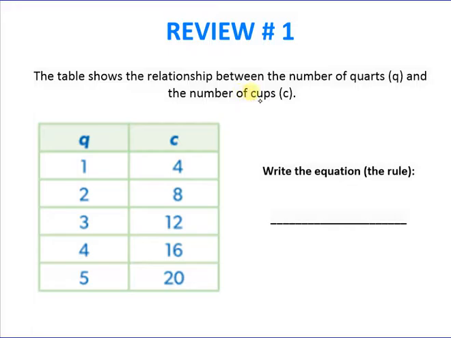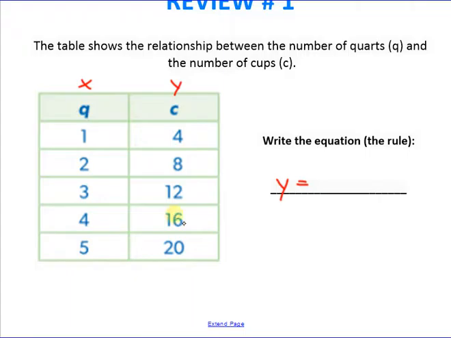So the table shows the relationship between the number of quarts and the number of cups. So write an equation. So what is the rule? The first thing I'm going to do here is change the Q's and the C's into X's and Y's, because I also know that my equations should always start with y equals.